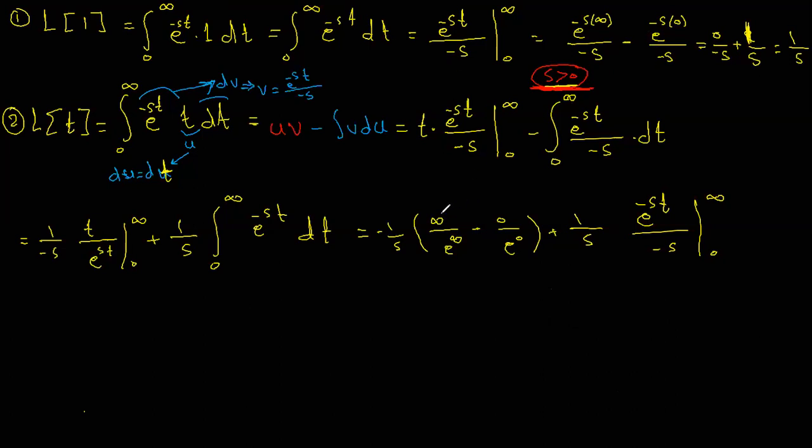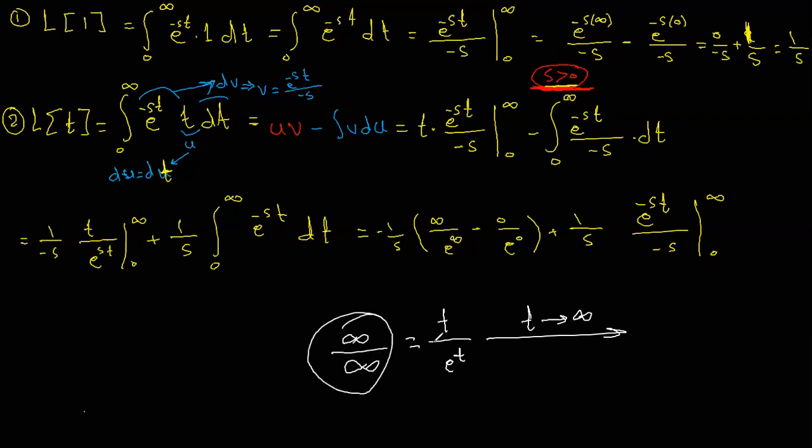It's very easy, by the way. If you have t over e to the t, when t tends to infinity, so you have here infinity over infinity. How can we find this value? How can we determine this limit? Do you remember? Divide by t. L'Hopital rule. Find differentiation up and differentiation down.